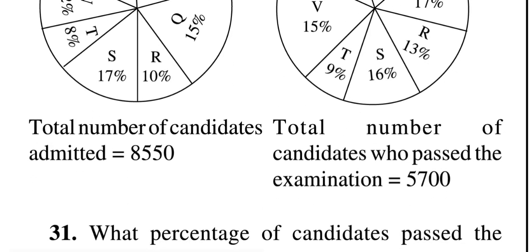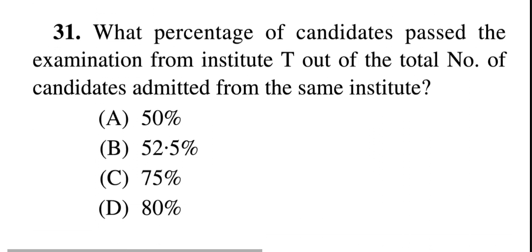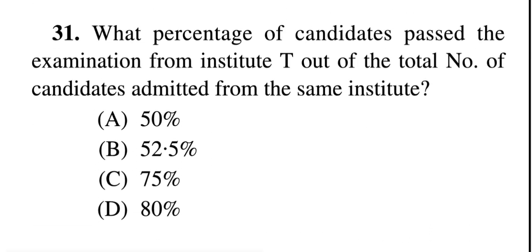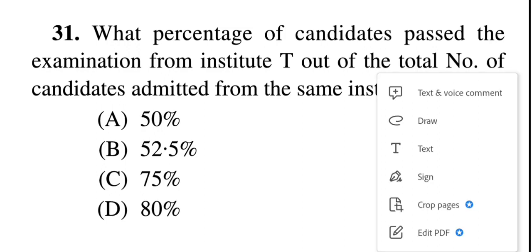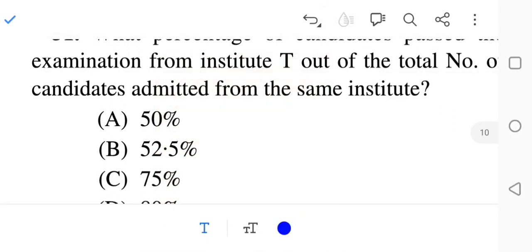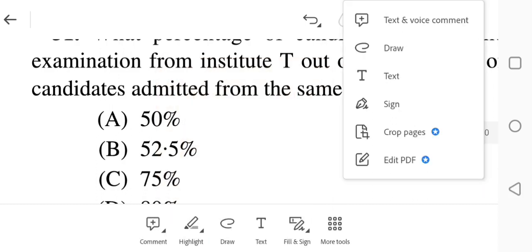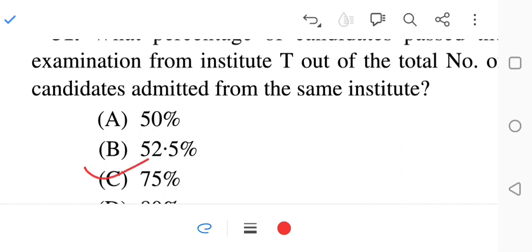So total number of candidates admitted is 8550. Total number of candidates who passed the examination is 5700. Now we have to find out what percentage of candidates passed the examination from institute T out of total number of candidates admitted from the same institute. Correct answer will be C, that is 75. How? You have to solve it, then only you will get to know. 75%.